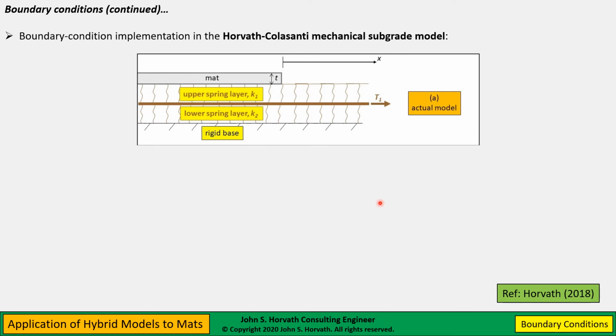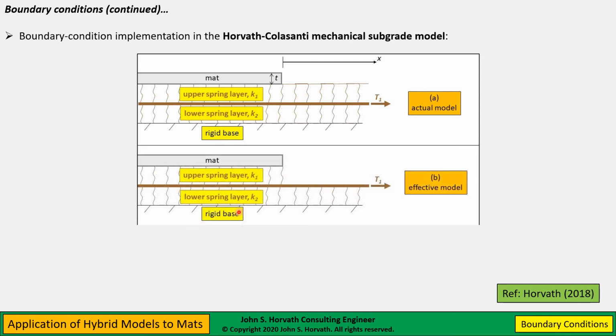So again, we're using the Horvath-Colasanti mechanical subgrade model, which is what we're going to want to use in our structural analysis program. The mat ends here, but the subgrade theoretically goes on forever. We'd like to be able to truncate this. So this is the actual model. Of course, we realize that in reality, these upper springs are not loaded because there is no load out here. So we need to come up with an equivalent for this tension membrane and springs that go to infinity.